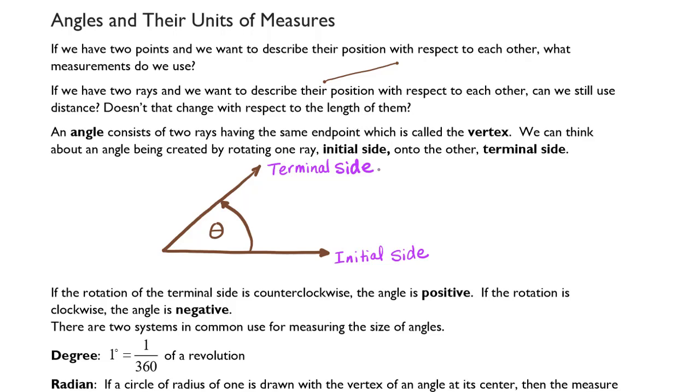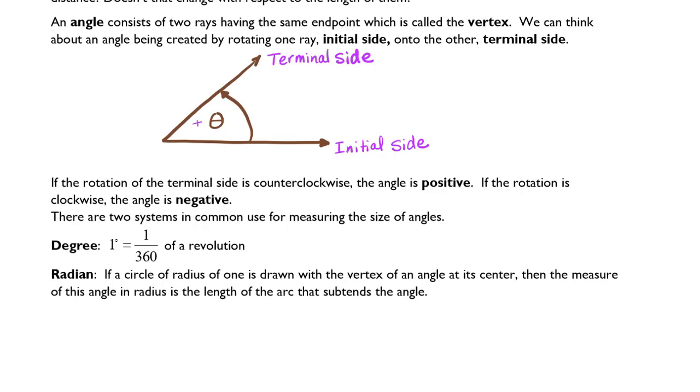If the rotation of the terminal side is counterclockwise, the angle is positive. So we indeed have a positive rotation here. If the rotation is clockwise, the angle is negative. And lastly, we'll look at the degrees here. We have 2 systems in common use for measuring the size of angles. The first one is degrees, and the next one is radians.